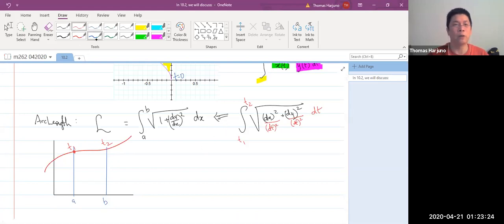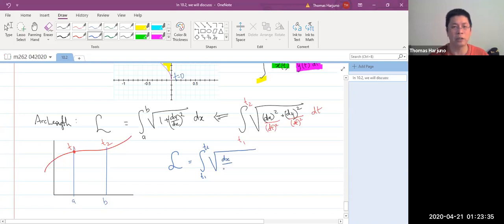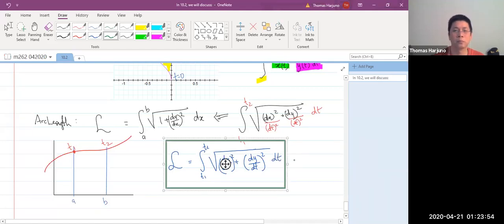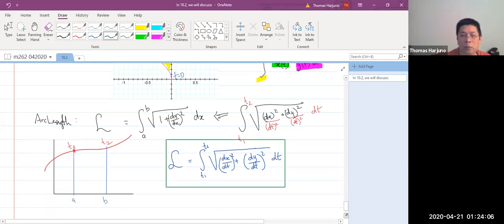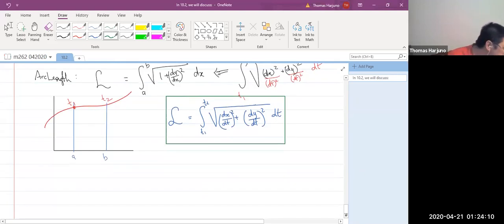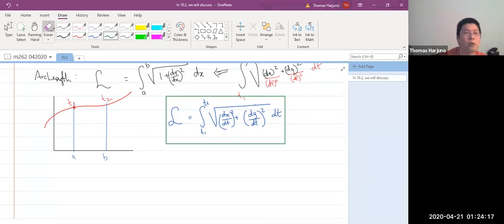Okay, so our new formula for arc length is the integral from t1 to t2 of the square root of (dx/dt) squared plus (dy/dt) squared, dt. That's the new formula. With that, let's say, for example, we do number 42, or number 44. Let's do number 44. Seems like 42 is too easy.